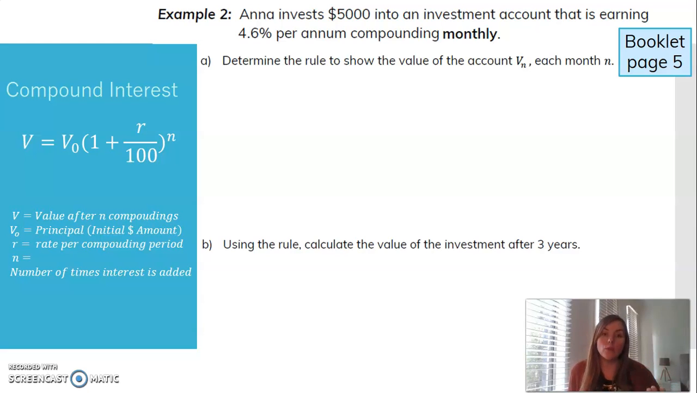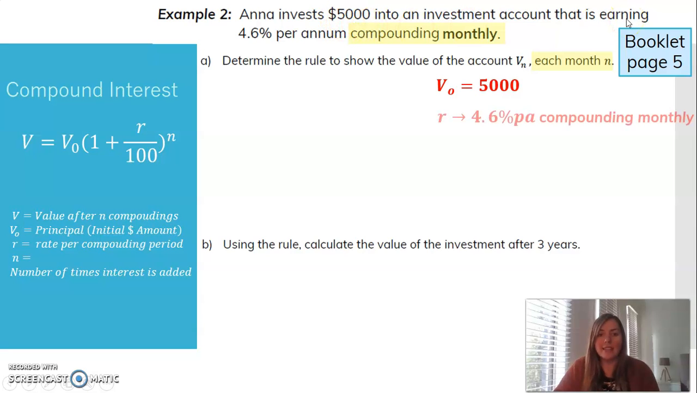All right, so let's have a look at how that language changes the question. I'll go through and again assign my variables. So we have our V0 is still 5,000. My interest rate is still 4.6% per annum, but it's compounding monthly. That tells me that my N, my time periods, are now referring to months rather than years. And as such, I need to convert my interest rate to a monthly time period.